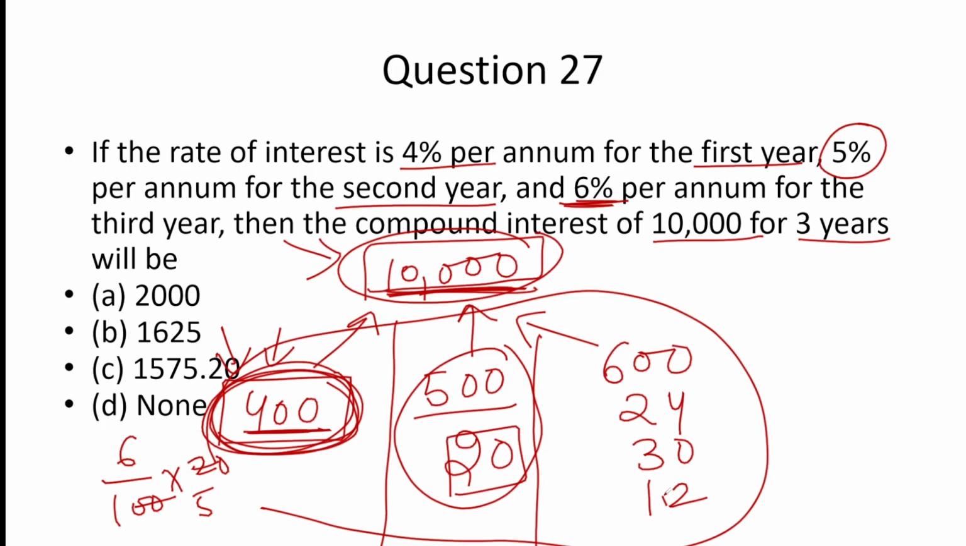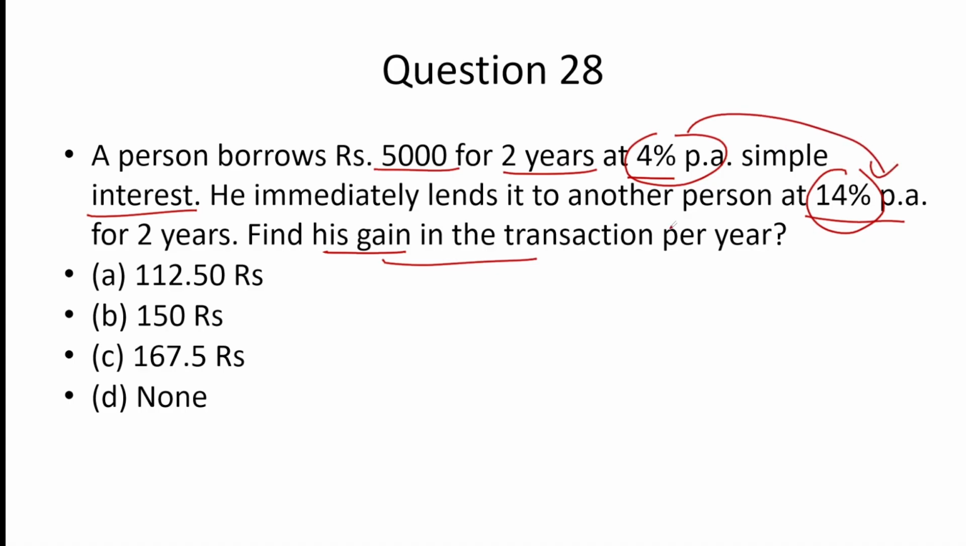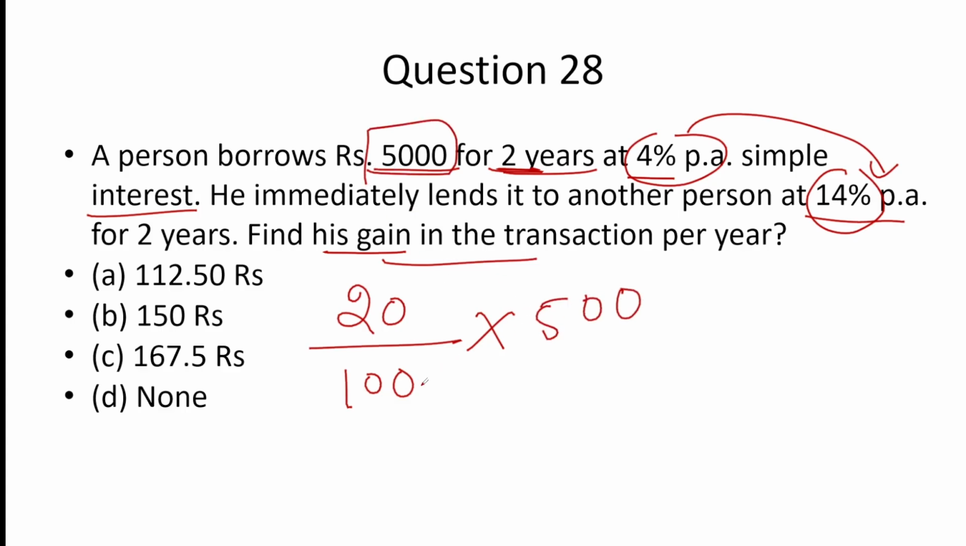Okay, next question. The next question is again on simple interest. A person borrows rupees 5,000 for 2 years at 4% per annum simple interest. He immediately lends it to another person at 14% for 2 years. What is the gain? Okay, see, he borrows at 4% and lends at 14%. How much percent higher? 10% per annum higher. But for 2 years it will be 20%. 10% for 1 year, so 20% higher rate. So what is 20% of this amount?